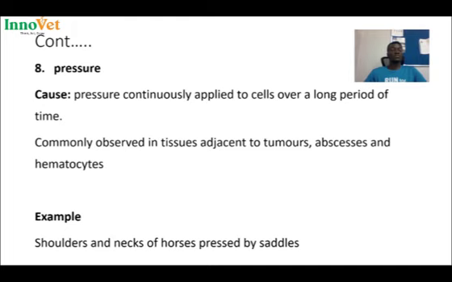And the example there we can give is the saddles that are placed on the shoulders and necks of the horses as they want to do work. In so doing, these will over-press. If they are so heavy, they will press the cells near these shoulders and they will atrophy.